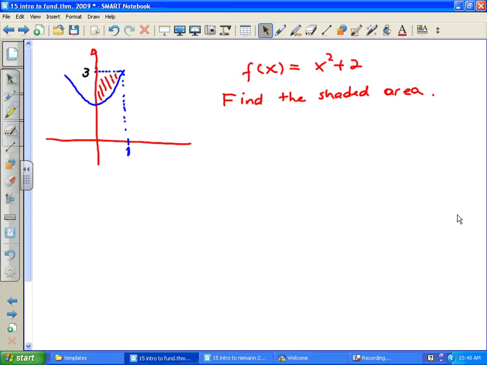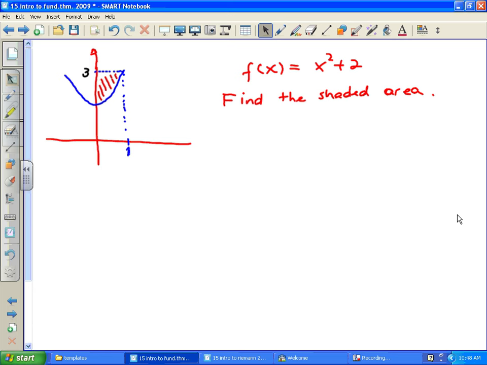First I want to do some brainstorming. Any thoughts how we could approach this question, how we could find that shaded area? Yes, Sandra? Which is going to be base times height, right? I think that would work perfectly, don't you think?